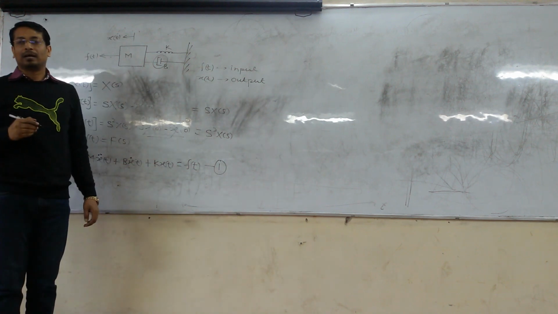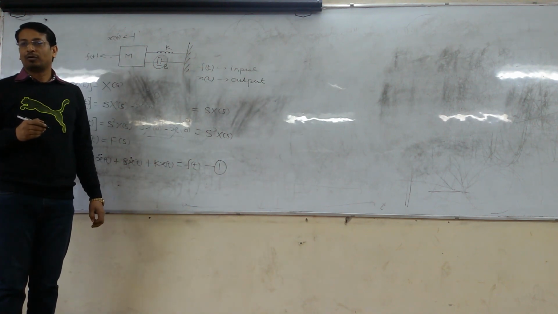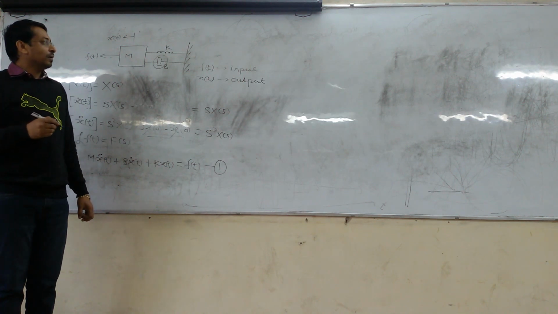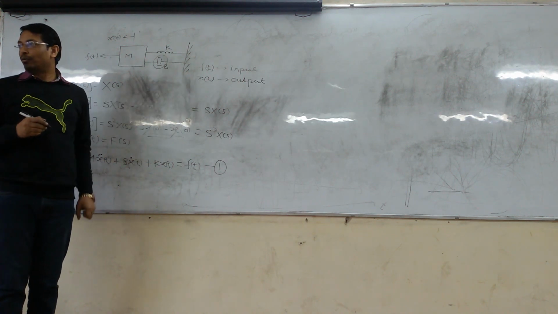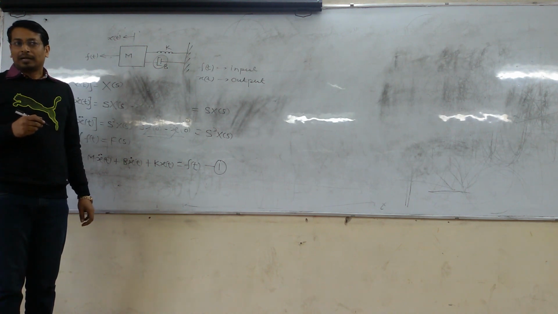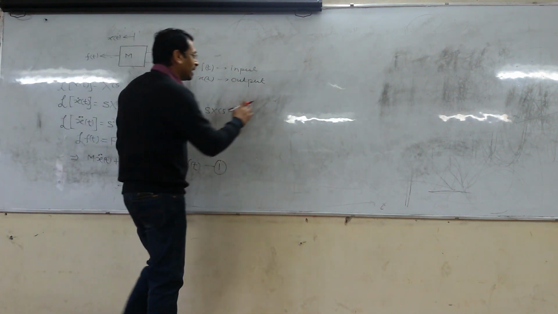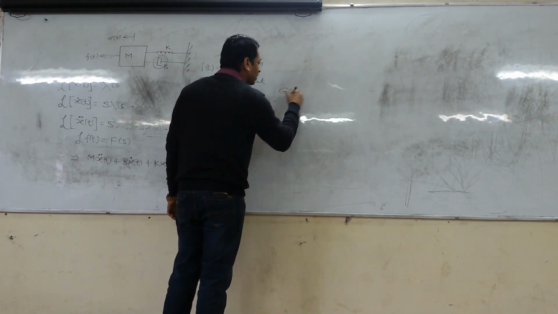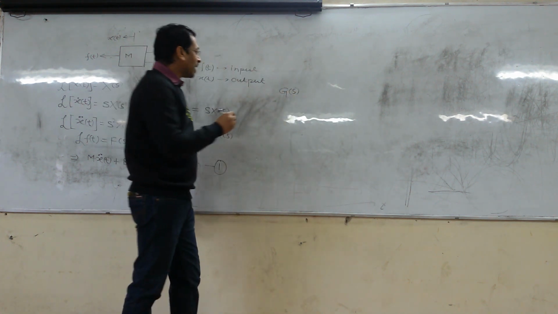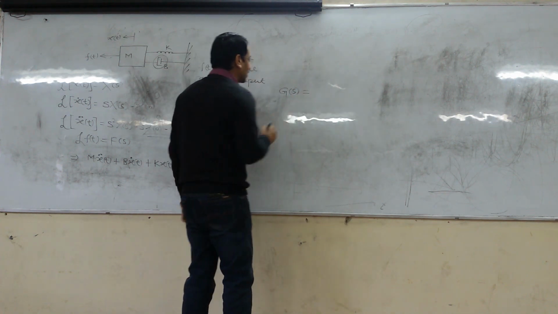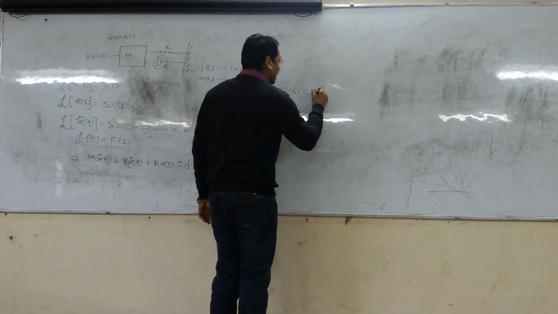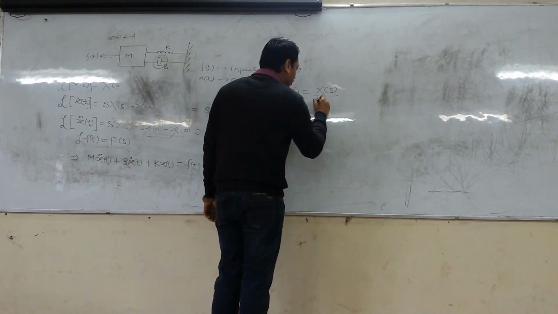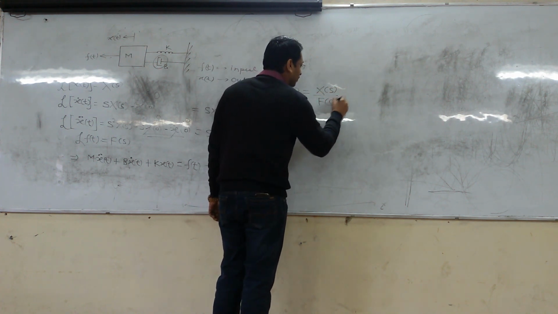But according to the definition of transfer function, what you need to find out is not in terms of time domain, but in terms of Laplace domain. So our aim is to find out the transfer function, which is denoted by G s and defined as the Laplace transform of output, that means X s, divided by the Laplace transform of input, that is F s.